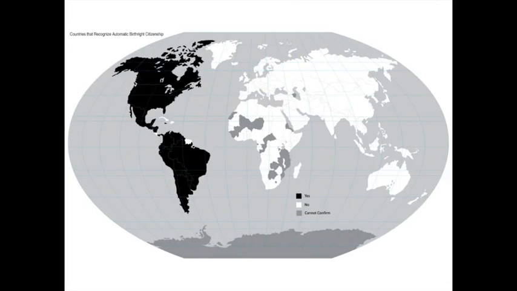Countries in white, and you can see that that's most of Europe and Africa and Asia, do not follow the automatic birthright citizenship. What they follow instead is the jus sanguinis. So in those countries, in most instances, the way to establish that one is a citizen of that country is by proving that one of one's parents was a citizen of that country, or in some cases, a grandparent was a citizen of that country.